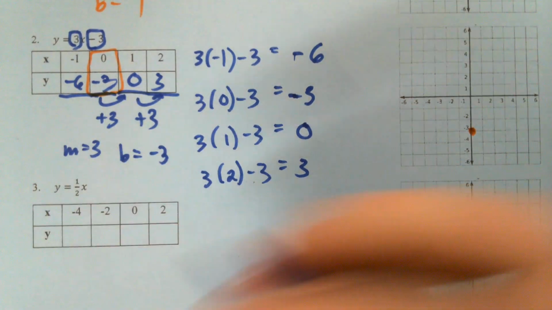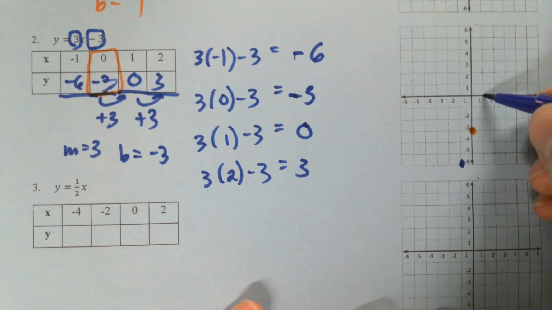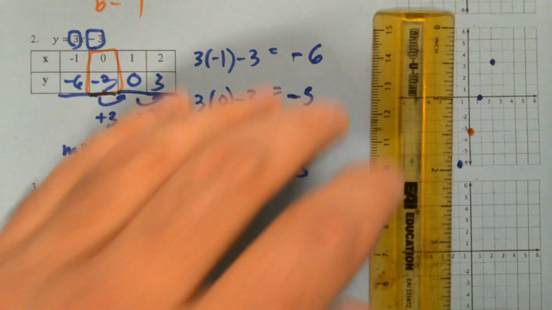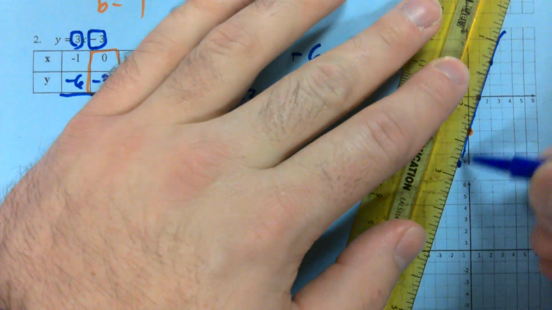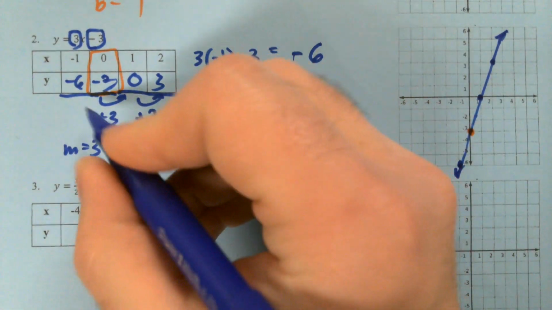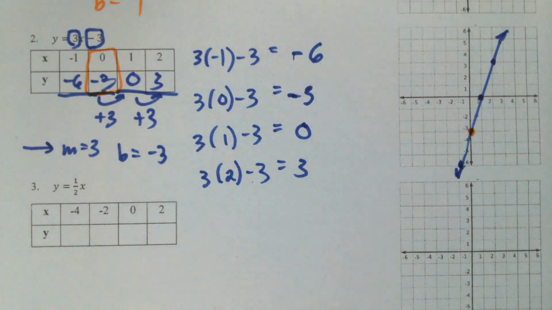Let's plot the rest of these points. -1, -6 is down here. 1, 0 is right there. And 2, 3 is all the way up there. Once again, making a nice straight line. We've got an uphill line, which means we've got a positive slope. That's exactly what we saw in our equation. M is equal to +3.